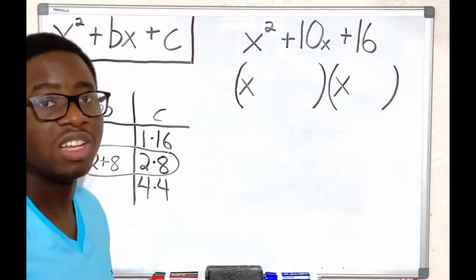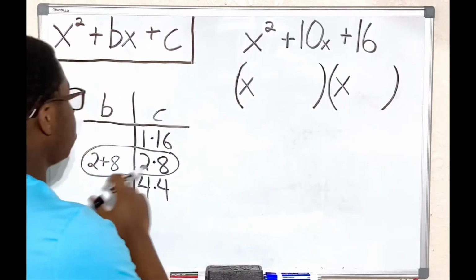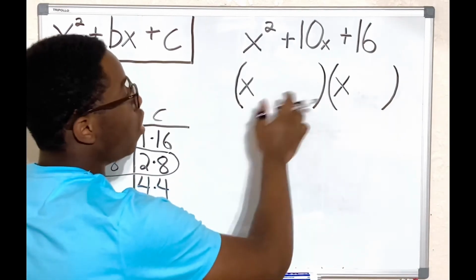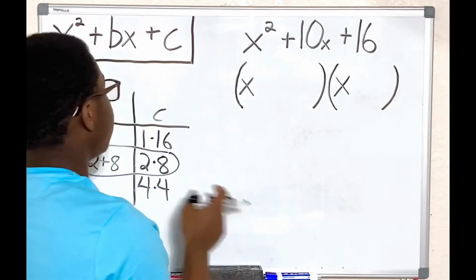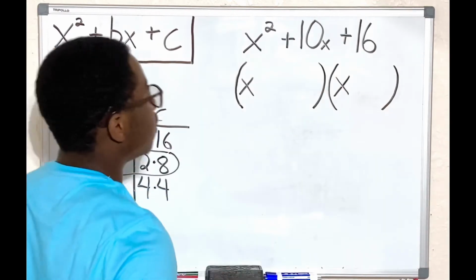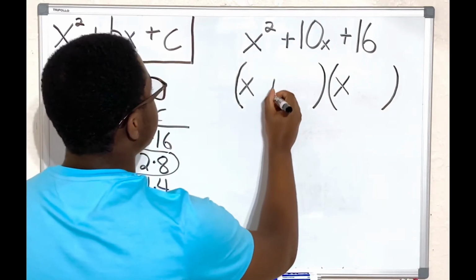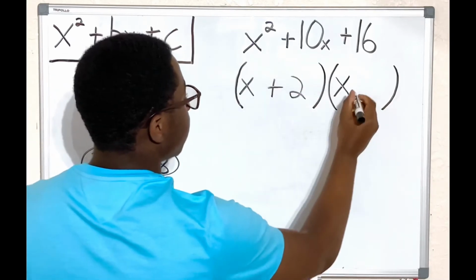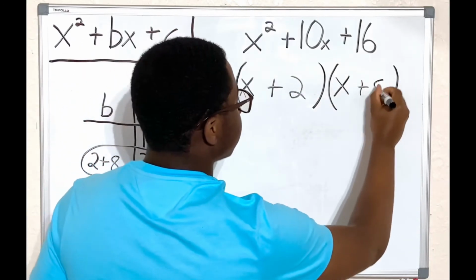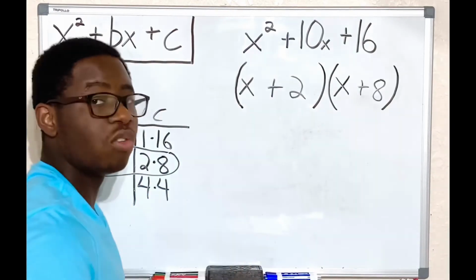Now all that's left is to write it out. We have 2 and 8, and they can go anywhere here. I just prefer to write it first come, first serve. So we have x plus 2 and x plus 8. This is the factored form of this trinomial.